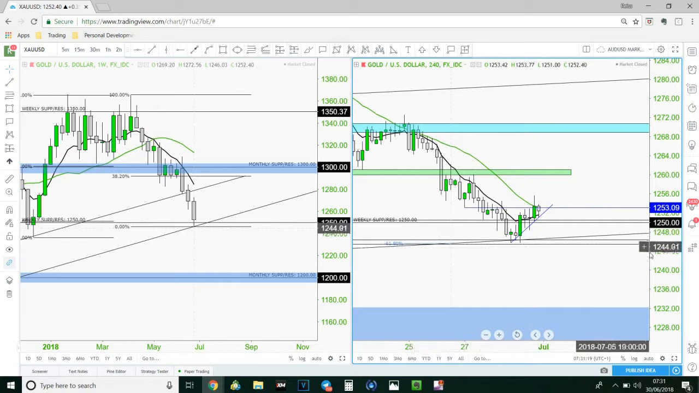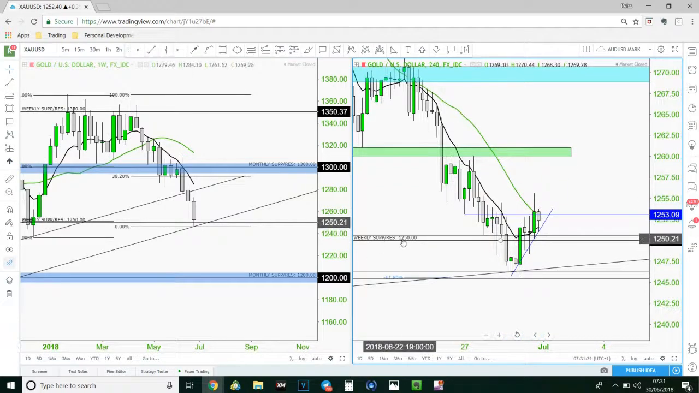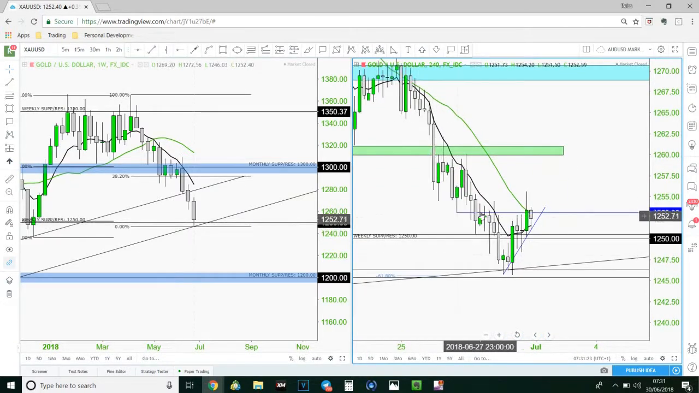Now having a look at the weekly resistance, the 1250, you can see that the market did manage to break and close below. However, pretty much 3 candles later, the market shot absolutely right back up into this area, which is where we're expecting buys. Anything below this would be looking for sells.